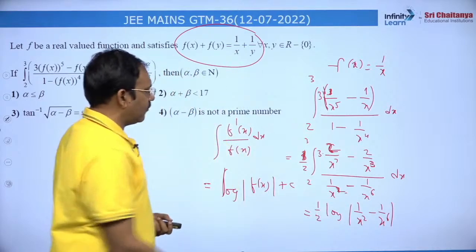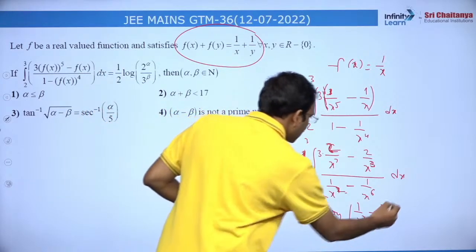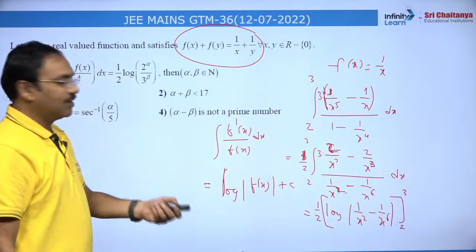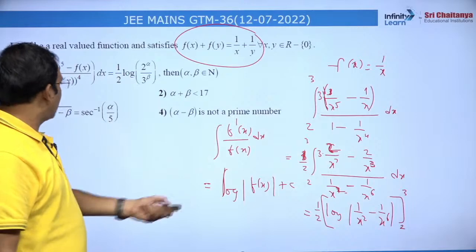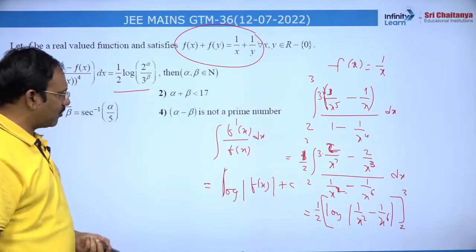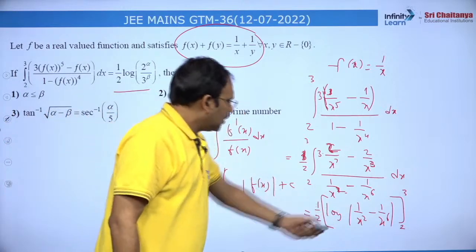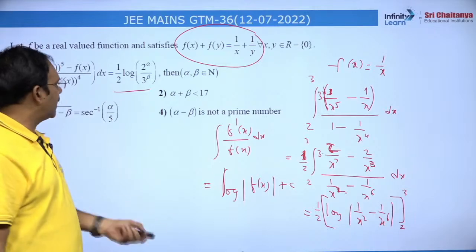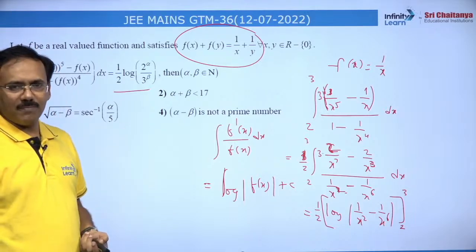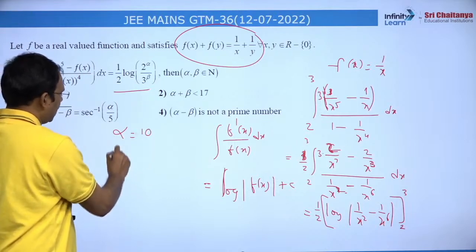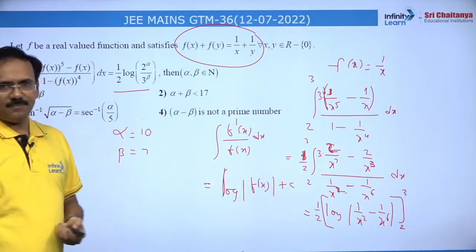Since it is a definite integral, substitute the limits 2 to 3, so that you will get the solution, which is given like half log of 2 power alpha by 3 power beta. Just substitute: log of 3 minus the value at 2, and you will get the answer. You can compare alpha and beta. If you do the simplification, you will get alpha is 10, beta is 7.